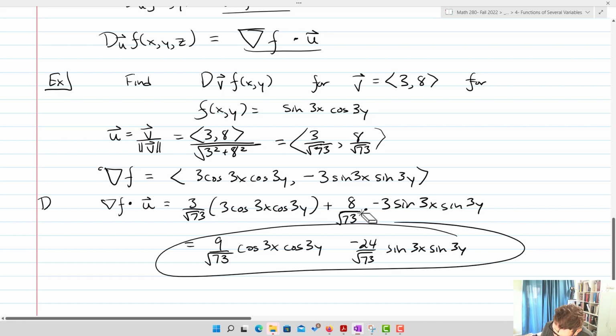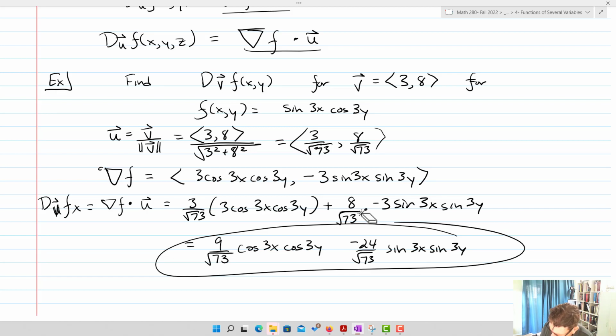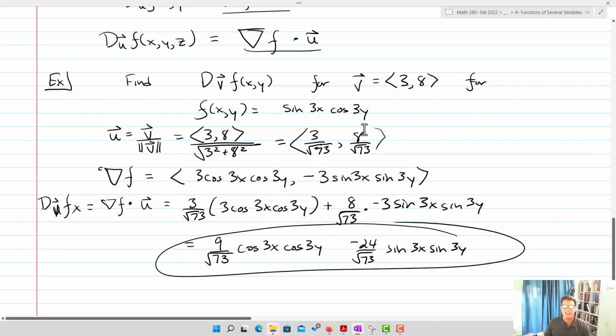There is dv, actually this was a v, wasn't it? Or excuse me, actually du, we changed it to u. So du of f, which equals the grad of f dotted with our unit vector. And there it is. That's how we utilize the gradient in order to find our directional derivatives.